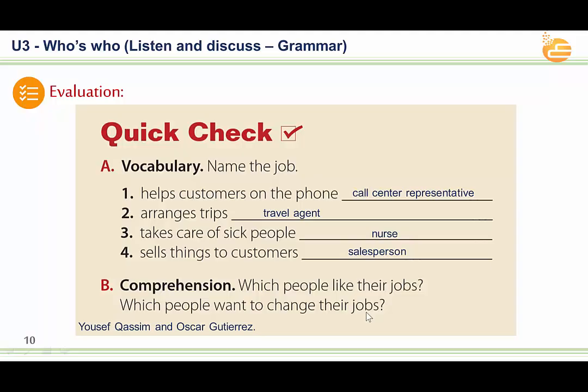Those people don't like their current job, so they want to change it. Give me the names of those people or those jobs. What do you think? So, Judy Simpson, Hussein Saleh, Rajesh Narwal, and Lee Young. Excellent. Thank you very much.